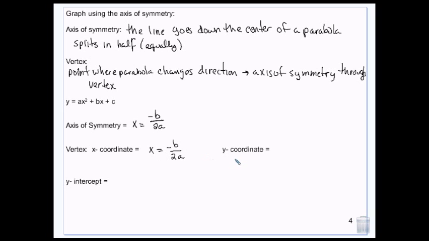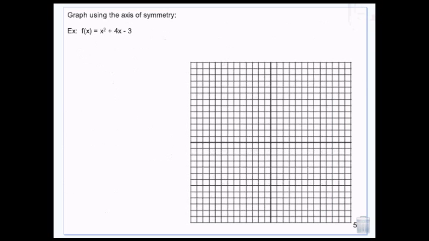The y-coordinate of the vertex, you plug in the x-coordinate and solve for y. And then the y-intercept on the graph is just c. If there's no number here, this is 1. That's a. b is 4 and c is -3.